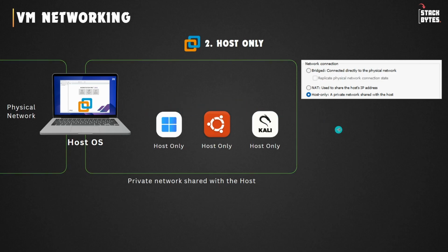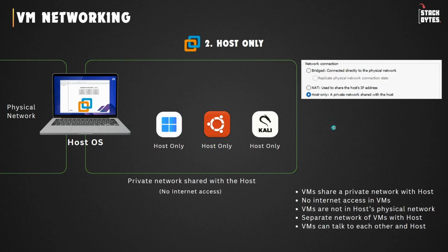But still, note that there is no internet connection because we changed NAT network to host only network, and host only network does not give internet access. So there's no internet access right now. So here VMs share a private network with the host. Yes, that is true. There is no internet access in the VMs currently. VMs are not in the host's physical network, and the separate network of VMs is with the host currently. VMs can talk to each other and to the host as well.